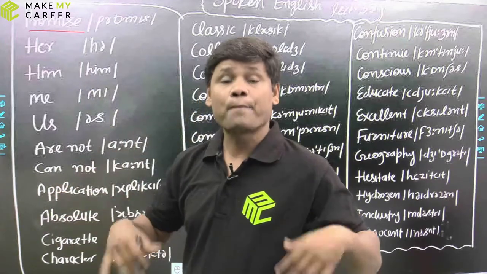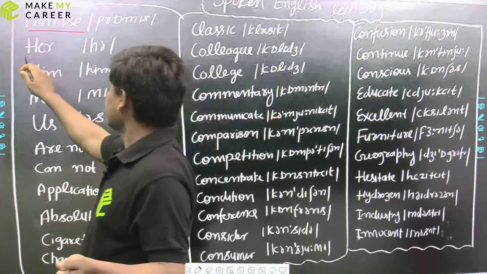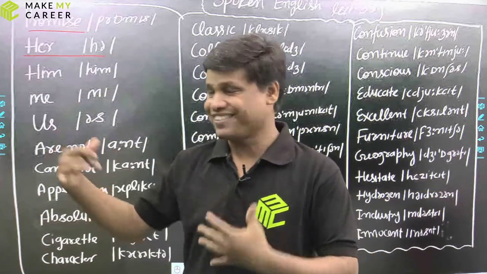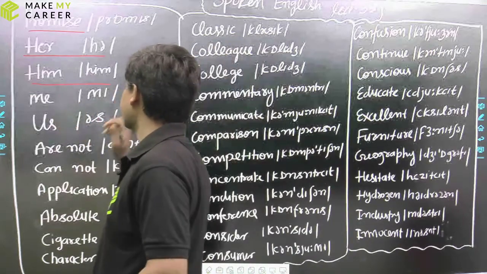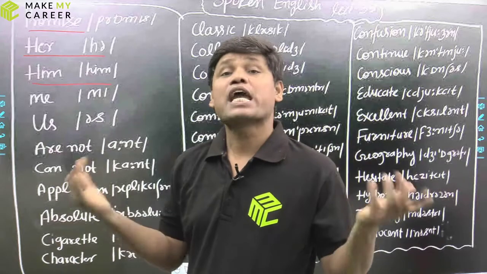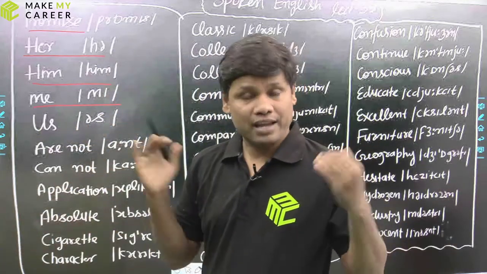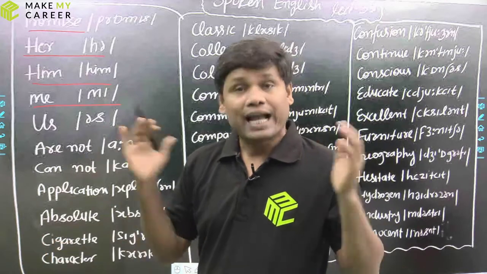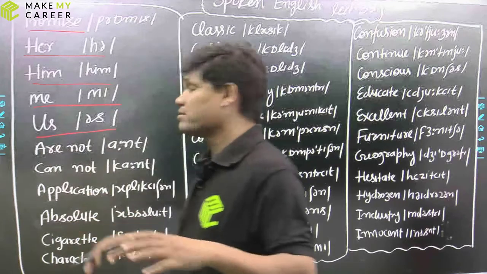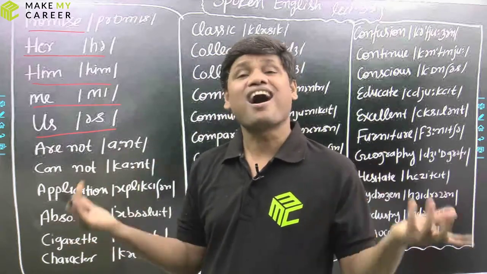Now this is what, guys? Promise. Repeat after me, promise. Next one is her. I met her, you met her, she met her, right? Next, him. Repeat after me, him. Next one is me. Again you repeat, me. Next one is us. Again you repeat, us.